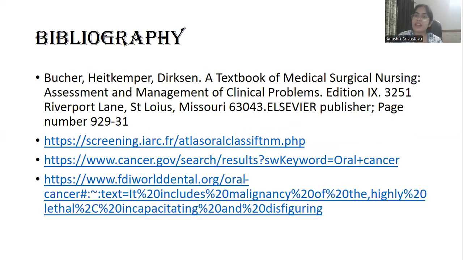Okay, so I have taken this content from Brunner, Hinkle, Dirksen, which is the Lewis book. I have also taken content from Cancer Screening, IARC, and the FDI World Dental Federation. Okay, so this is all about oral cavity cancer.